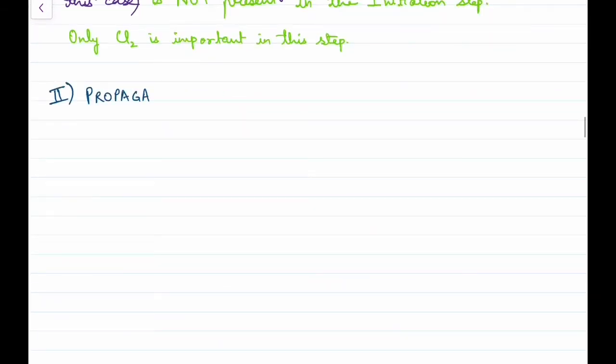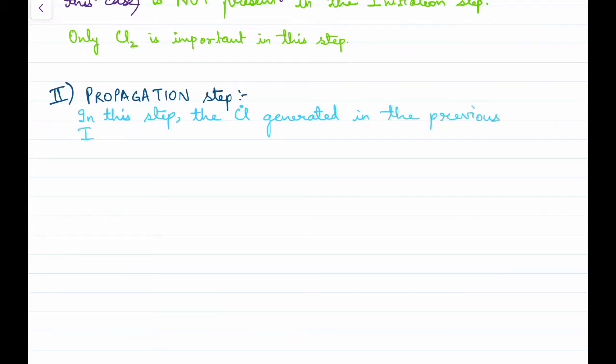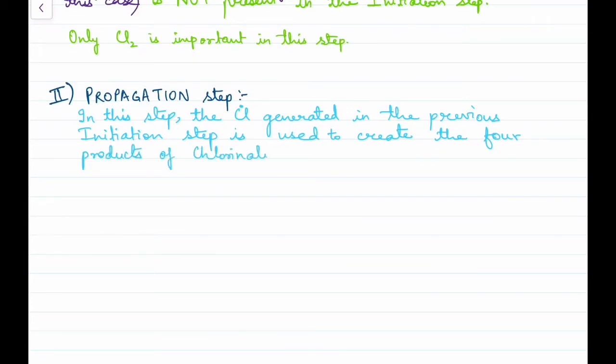The second step is the propagation step. In this step, the chlorine free radical which was generated in the previous step is used to create the 4 products of chlorination of methane. So all the 4 products which we talked about, which happen in this reaction, are produced in the propagation step. So the initiation step was only about the generation of the chlorine free radical, and in this propagation step, we will form all the 4 products of the chlorination of methane reaction.